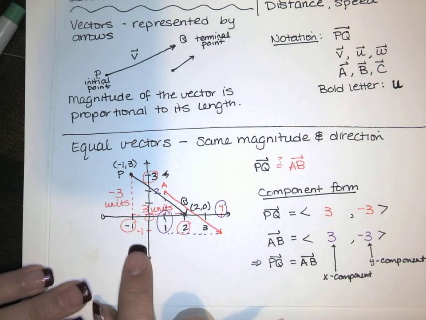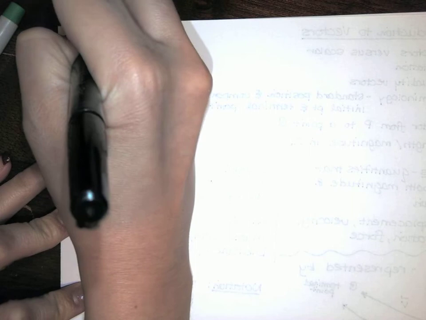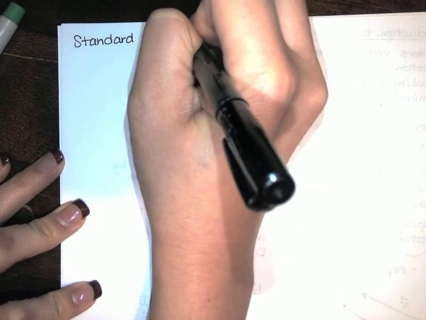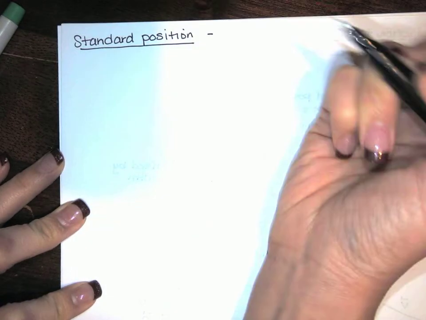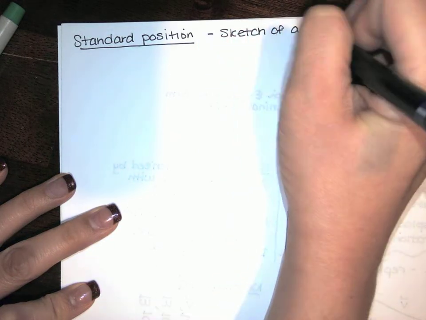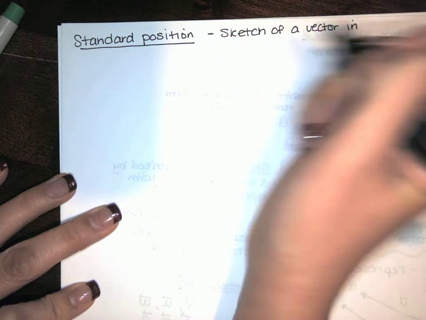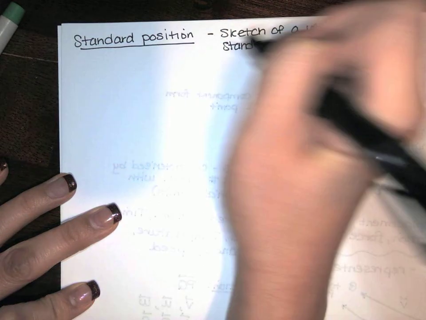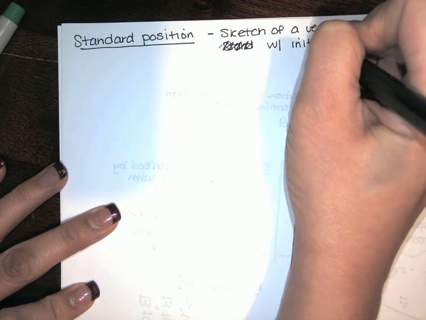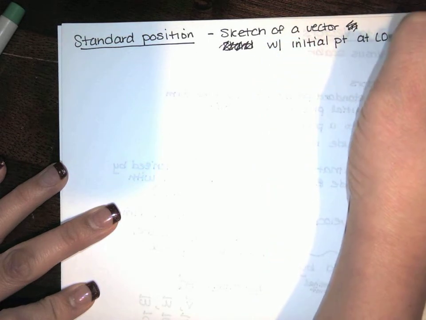It might be easier, though, if this was written in a slightly different way. So we've got something called standard position. We say that a vector is sketched in standard position if its initial point is at the origin. Let's say, sketch of a vector with the initial point at 0, 0.